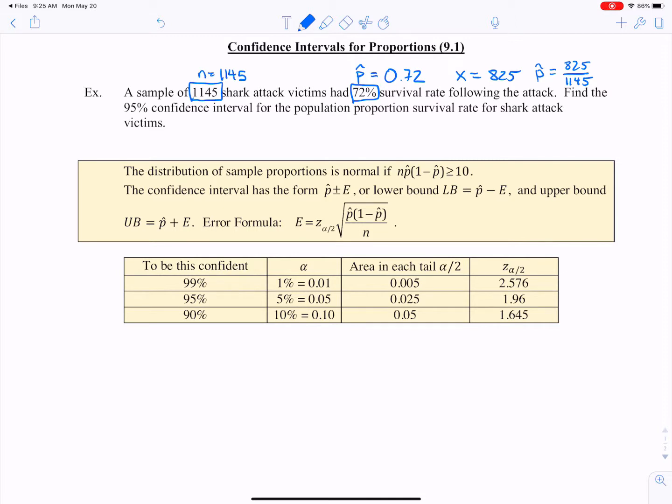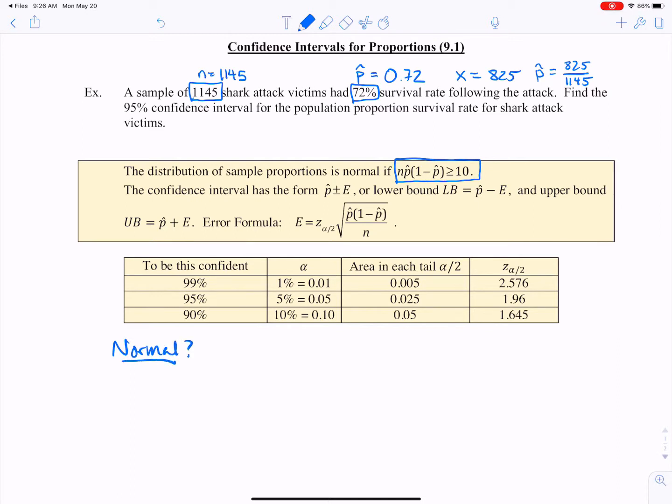Okay, so now our goal is to find the 95% confidence interval for this population proportion that survived the shark attack. Now the very first thing we have to do, if we're going to do this, is we need to make sure that we have a normal distribution. If it's not normal, we're not supposed to be making confidence intervals. So right down here, we're going to check to see, is it normal? I don't know.